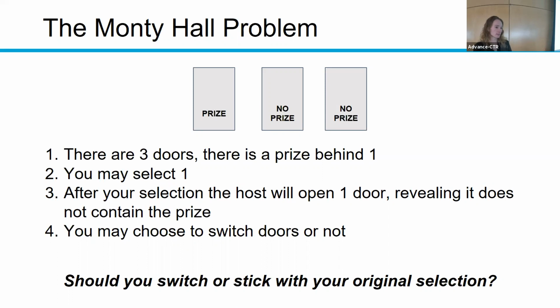So this problem is you are on a game show and there are 3 doors. There's a prize behind one door and there's nothing behind the other 2 doors. And you are given the opportunity to choose one door. After you choose that door, the game show host is going to open an empty door and show you that there's no prize. You will then have the opportunity to keep the door that you have chosen or switch a door.